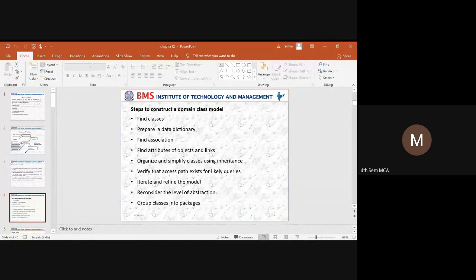When we have developed a class model, we have come across various concepts like generalization, association, aggregation, composition, right? We can use all these concepts to simplify the system. And the next thing is to verify that access paths exist for likely queries.